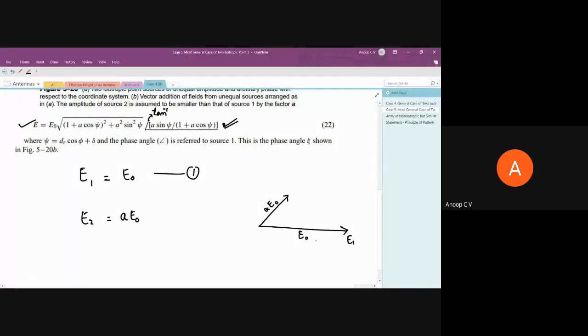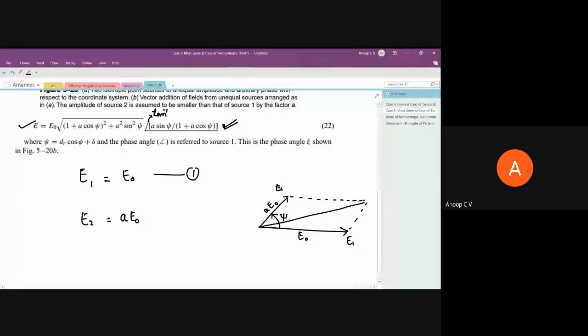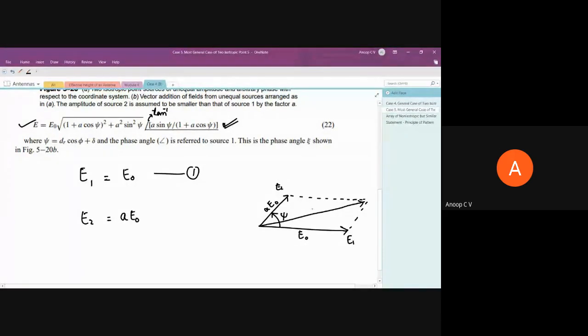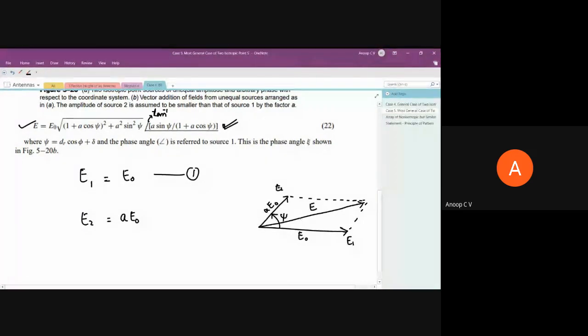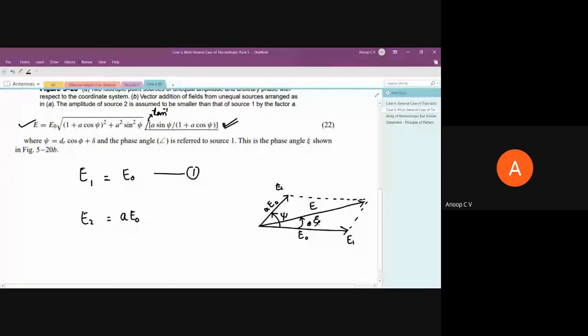E2's magnitude is A E0, and its angle is actually what? Psi. It leads E1 by an angle psi. So this is E2. If you add these two, I should complete the parallelogram, right? If I complete the parallelogram and add these two, this is the resultant. This resultant makes some angle, say we can call it zeta. So we should find out what is this angle and what is this magnitude.